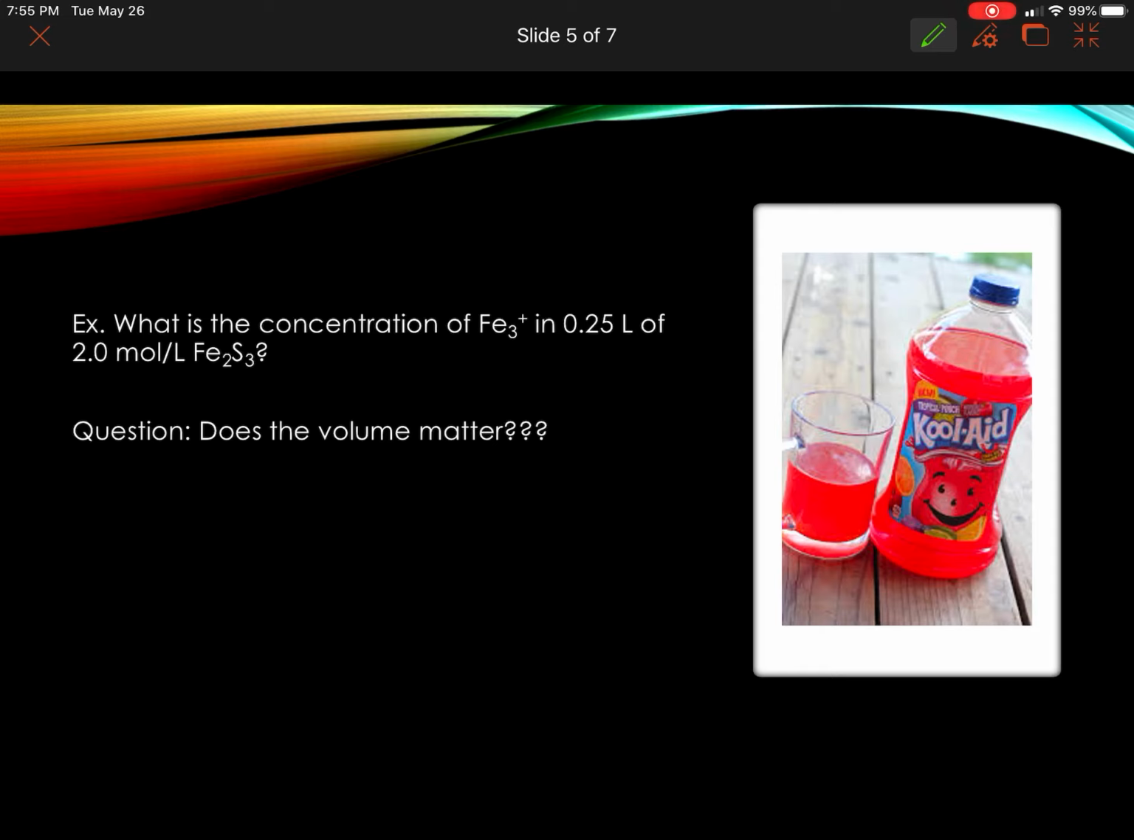All right. What is the concentration of iron 3 plus in 0.25 liters of 2 molar iron 3 sulfide?